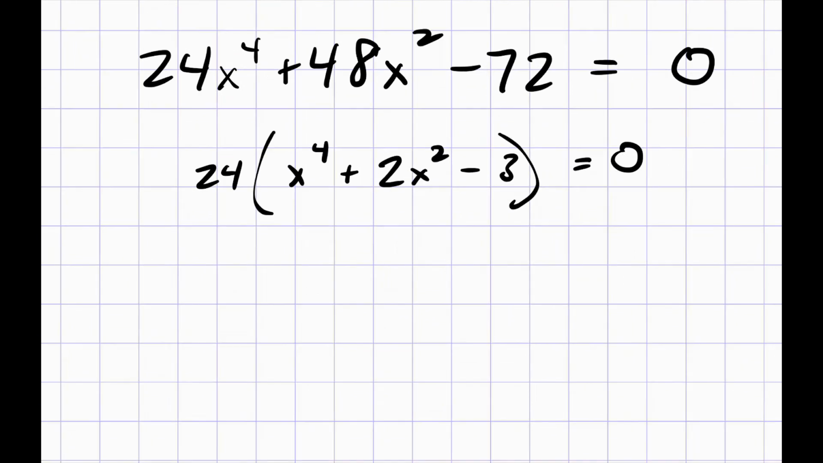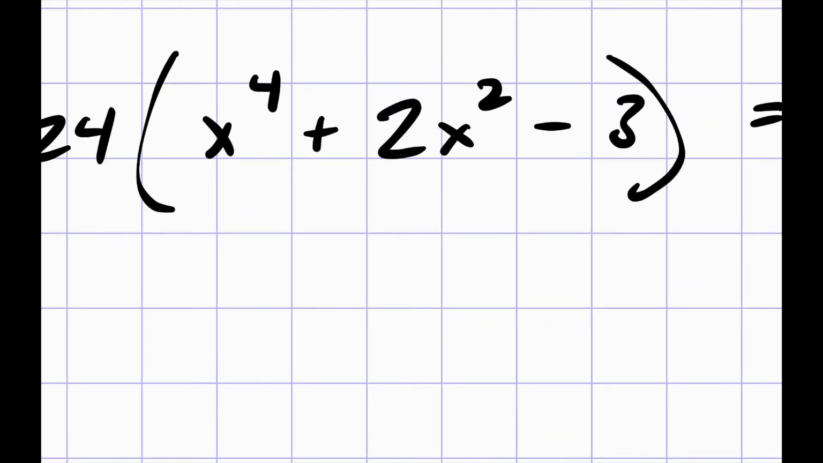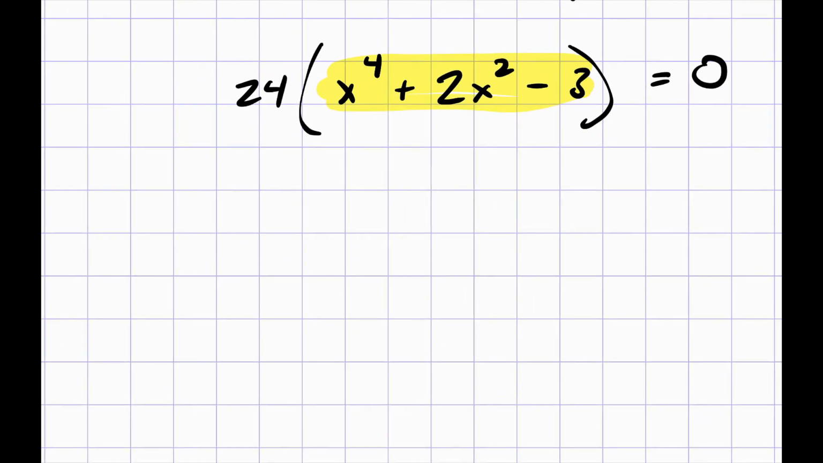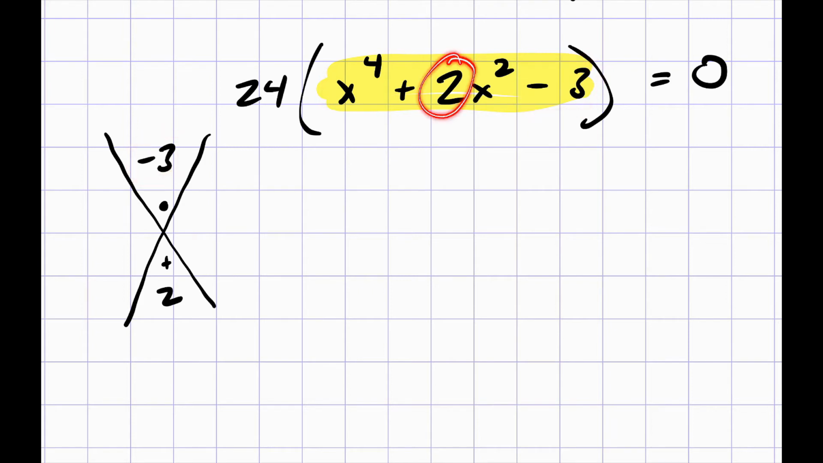So it's a trinomial on the inside. This is what I'm focused on right here. To factor it, I'm going to multiply A times C. A is the leading coefficient, C is the constant, that's negative 3. I need two numbers that multiply to be negative 3 and add up to be 2. 1 times negative 3 makes a negative 3, and that goes down there.